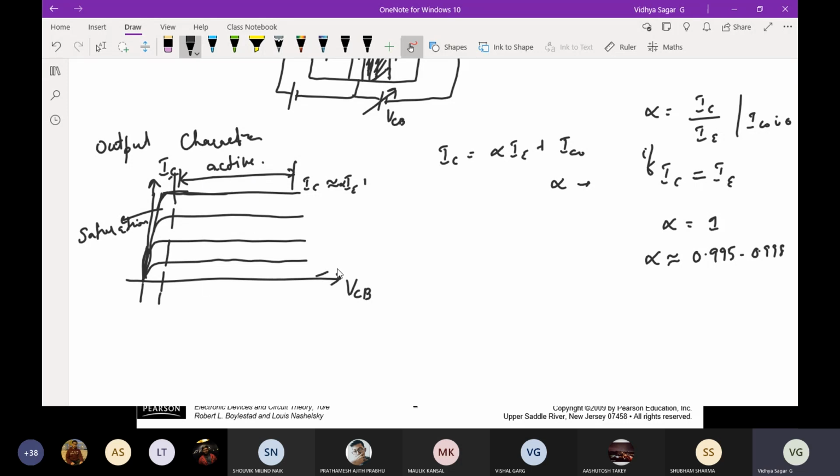So on the cutoff region, the terminologies are used depending upon the flow of current. In the cutoff region, IC is equal to 0, the current. Fine. So these values will be IE equal to some value, let us say 2 milliamps, 5 milliamps, 10 milliamps. For IE equal to 10 milliamps, this is your characteristic. Fine. The saturation region.